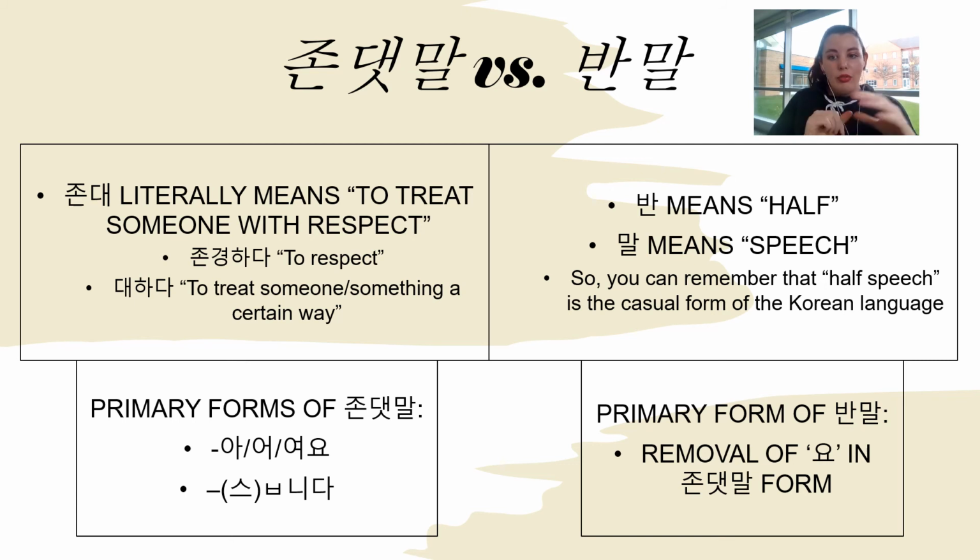And then 반말, if we look at the right-hand side of the screen: 반 means half, and 말 means speech. Just like with 존댓말, where we saw treating someone with respect, speech, this 반말 is half speech. So you can remember that this is the casual form because it is literally translated as half speech, sort of taking it down a notch. Hopefully that will help you remember. The primary form of 반말 is literally just the removal of yo from the 존댓말 form, so it would just be 여 without that extra yo at the end.